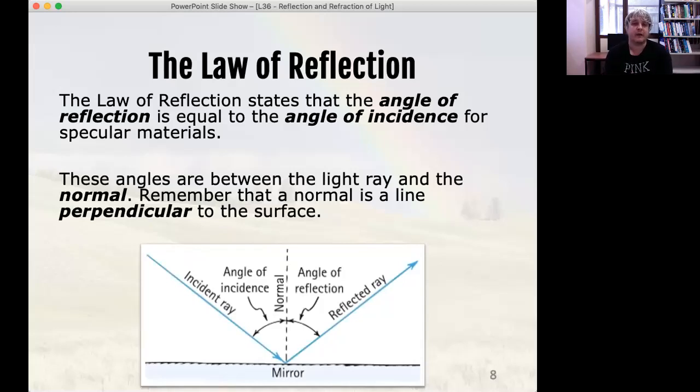But we always work with the normal, as I said, because that way our results generalize to curved surfaces, not just flat ones, even though for now we're pretty much going to deal with flat, although I will mention curved ones.